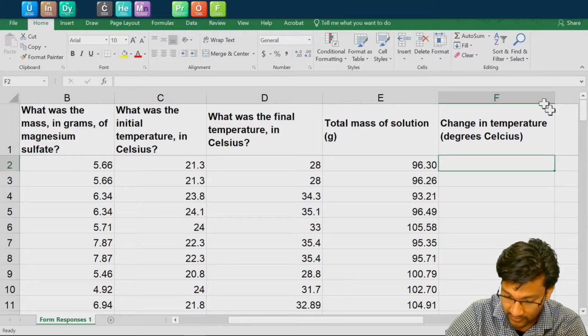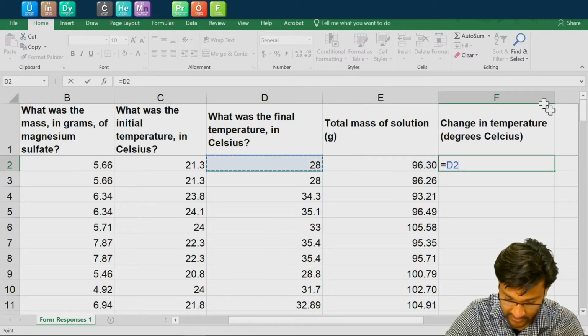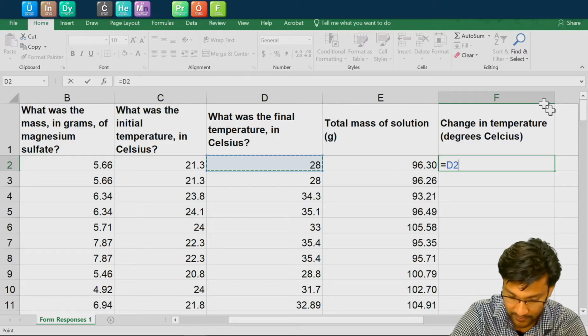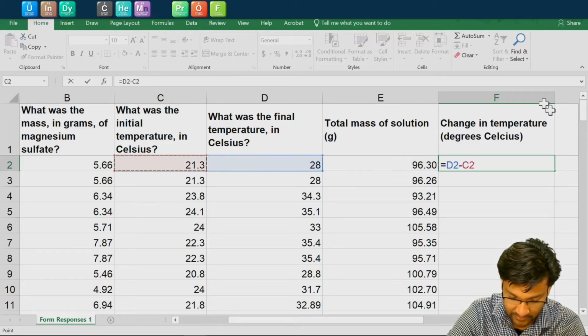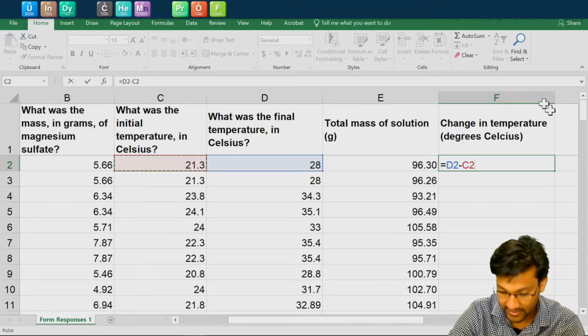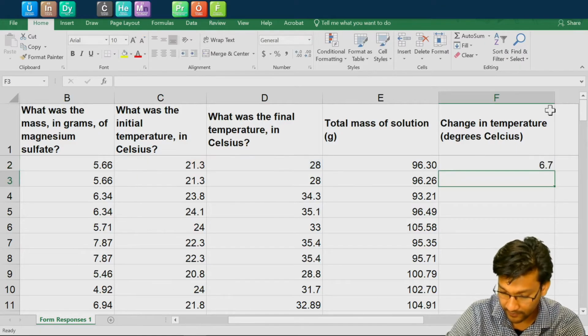So we'll do is equal to, scroll to where the final temperature is. It's in this cell. Press the minus sign. Press left until we scroll to where the initial temperature is. So it'll all be final minus initial temperature, and I'll press enter.